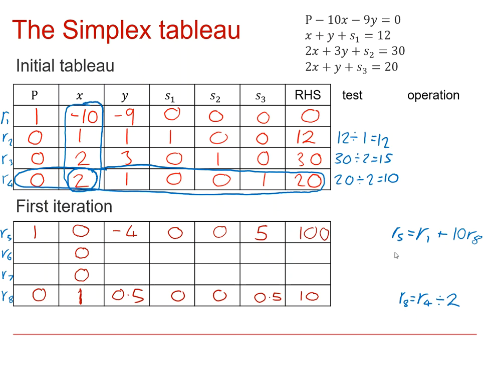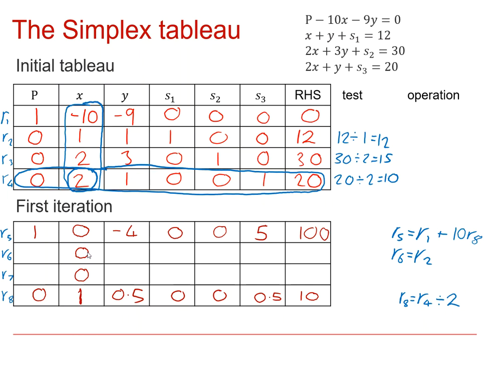So now we're going to do exactly the same type of thing for row 6. So to create row 6, I have to start with the corresponding row from the initial Tableau, so that was row 2. So R6 is going to be R2, and then it's going to be either plus or minus something. That something has to be a multiple of the pivot row such that this element here becomes 0.